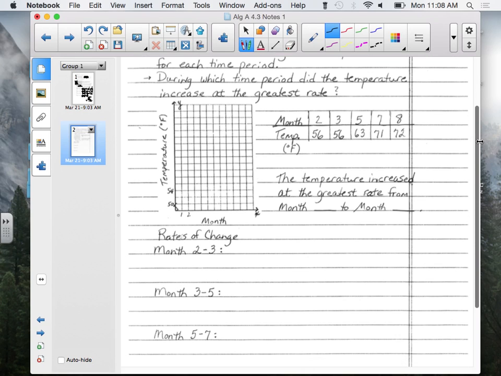So we have our graph. Is it numbered all the way? Nope, so we have to do that, right? So what's our x scale going by? 1. So we number each one. I'm going to do every other one just to save space.